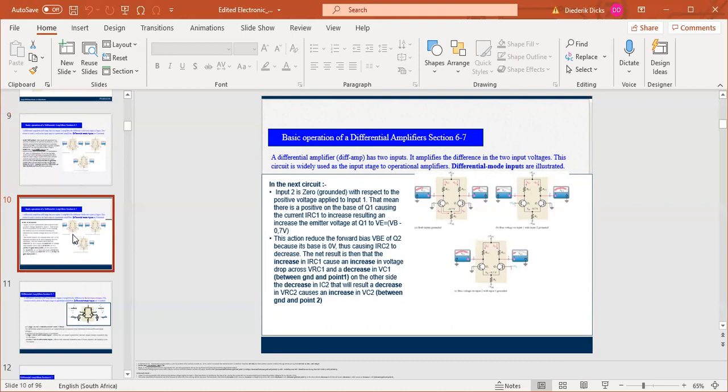The net result is that the increase in IRC1 causes an increase in the voltage drop across RC1 and a decrease in VC1 between ground and point 1. On the other side, the decrease in IC2 results in a decrease in VRC2, causing an increase in VC2 between ground and point 2. The last circuit operates in exactly the same manner, with input 1 coupled to 0 volts and a positive voltage coupled to input 2.